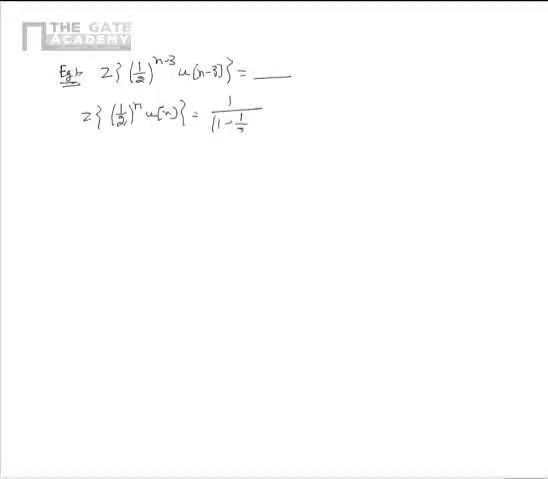Now let us consider an example as per which we need to find the Z transform of (1/2)^(n-3) u[n-3]. We know that the Z transform of (1/2)^n u[n] is equal to 1 by 1 minus 1 by 2 z inverse with the ROC as mod z greater than half.